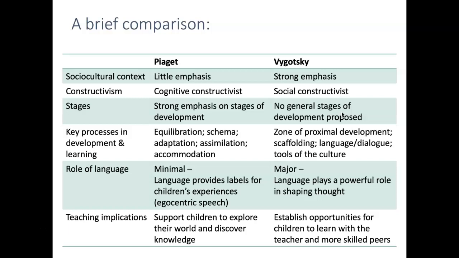The social cultural context: Piaget had little emphasis on what was happening with anyone else, just on what the child was learning and how the child was learning. Vygotsky had a strong emphasis on the social cultural context and who the adults and more skilled peers were in a child's environment. Constructivism: Piaget believed that children were cognitive constructivists. Vygotsky believed they were social constructivists.